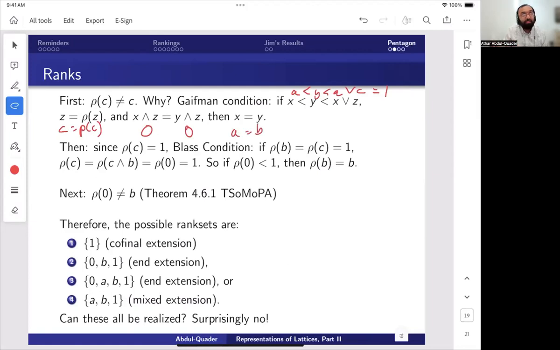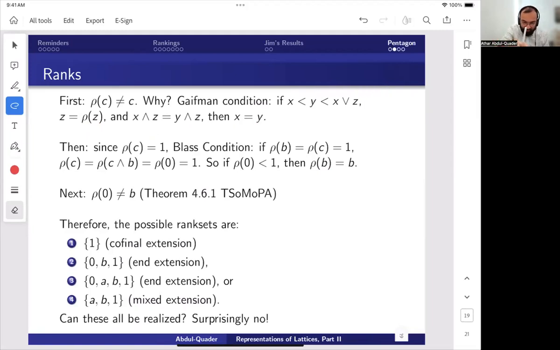But that's not true for the pentagon. You get a contradiction there for the pentagon. So if rho of C is C, then you contradict the Geifman condition. So erase that. So then rho of C must be 1.